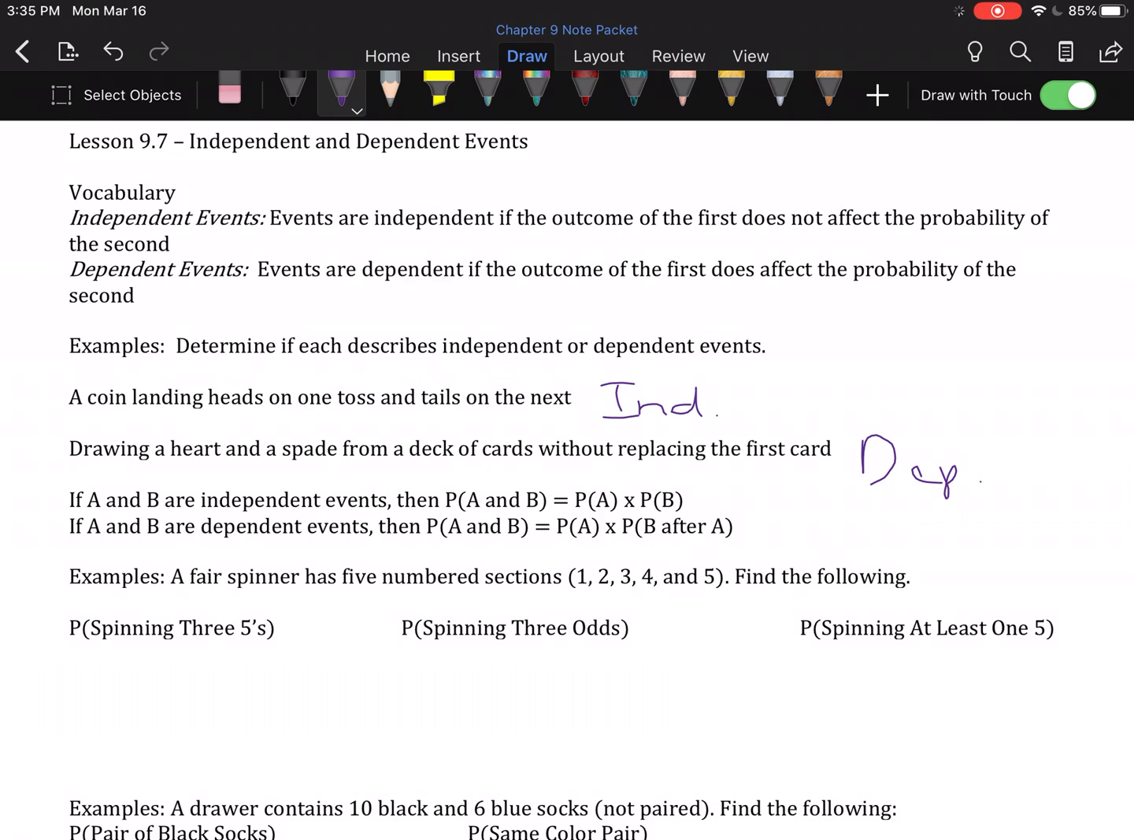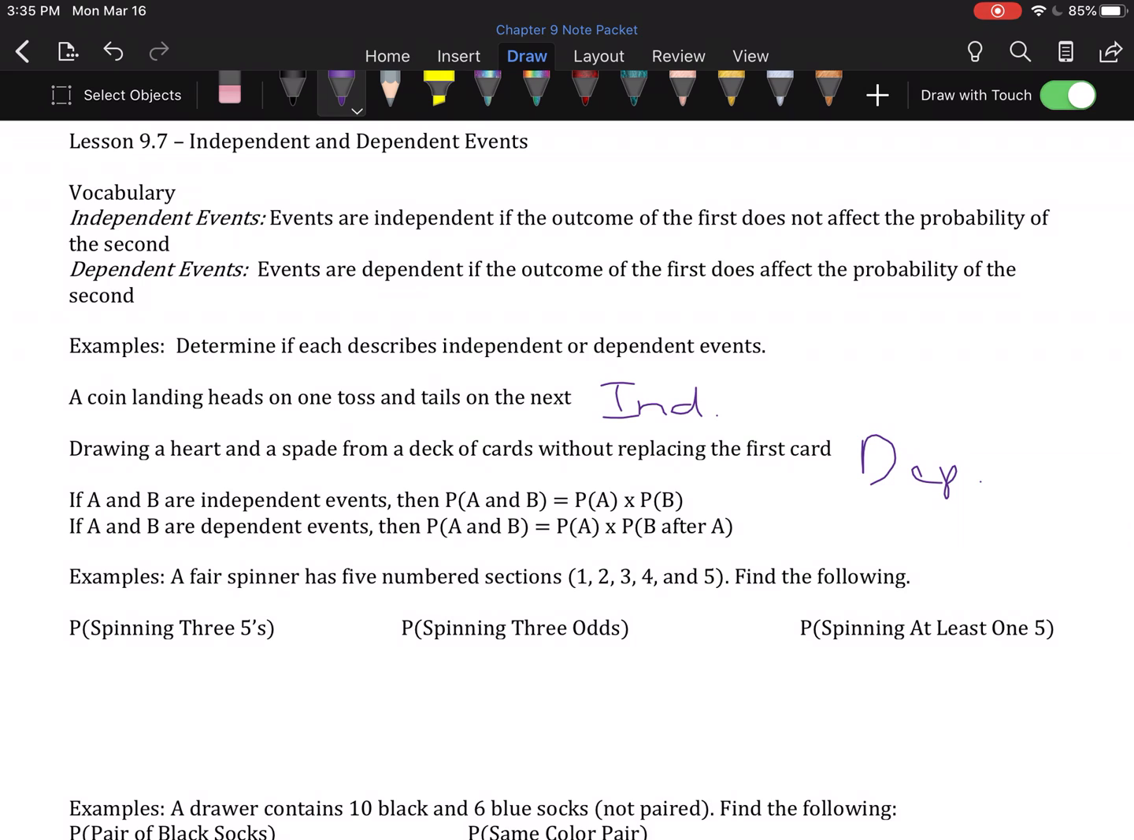So DEP, dependent. And here we've got ourselves a couple of formulas. If events are independent, then the probability of A and B both happening is the probability of A happening times the probability of B happening. Whereas if they are dependent, the probability of A and B happening is the probability of A times the probability of B after we account for A. Okay. So let's do some examples of both independent and dependent events.